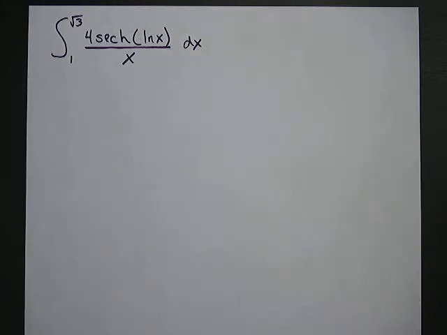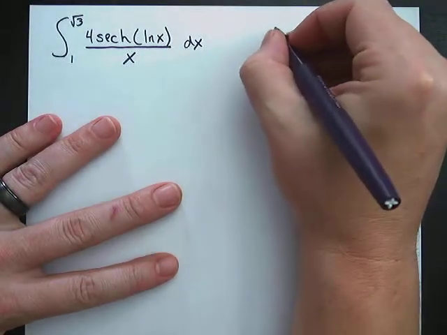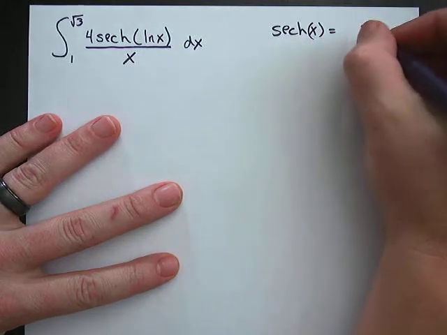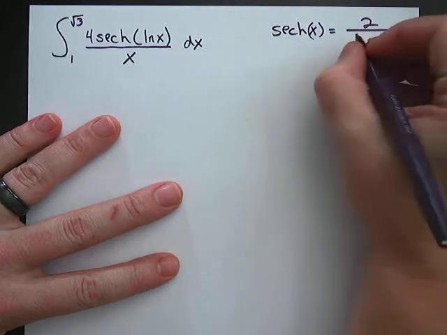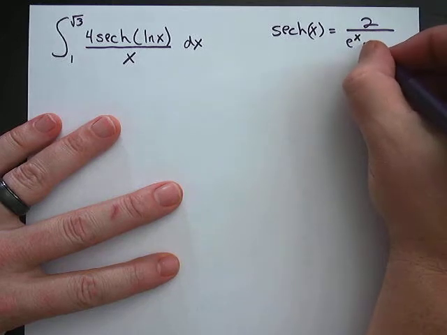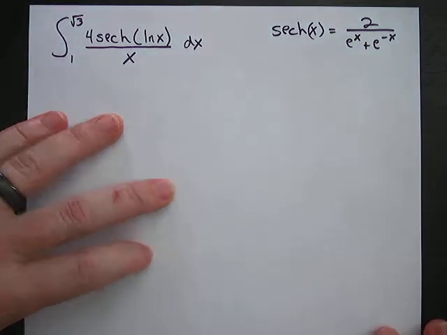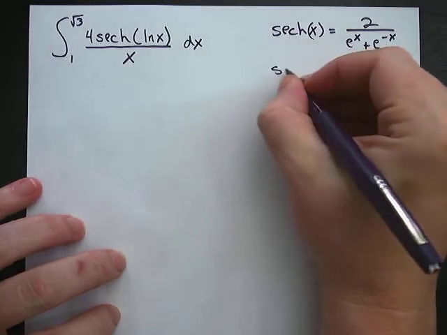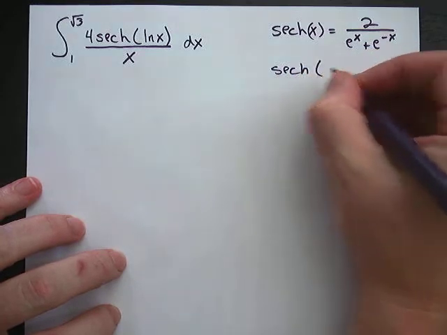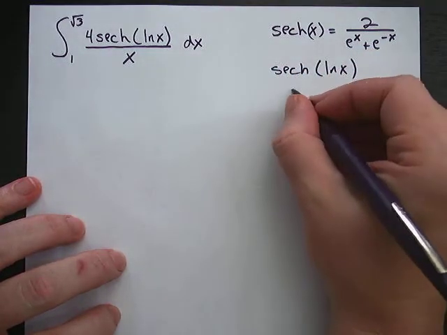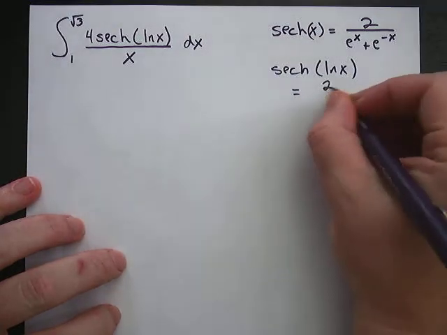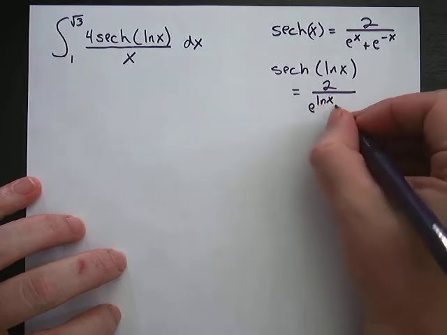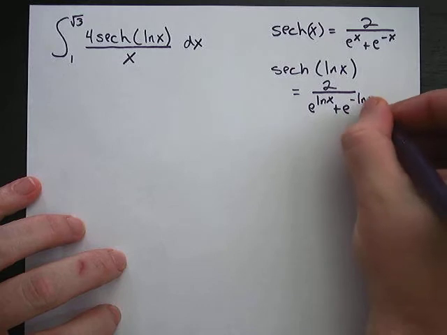Okay, so let's start this. By definition, we know that sech of x is equal to 2 divided by e to the x plus e to the negative x. So if we plug in ln x into that, sech of ln x is going to be equal to 2 divided by e to the ln x plus e to the negative ln x.